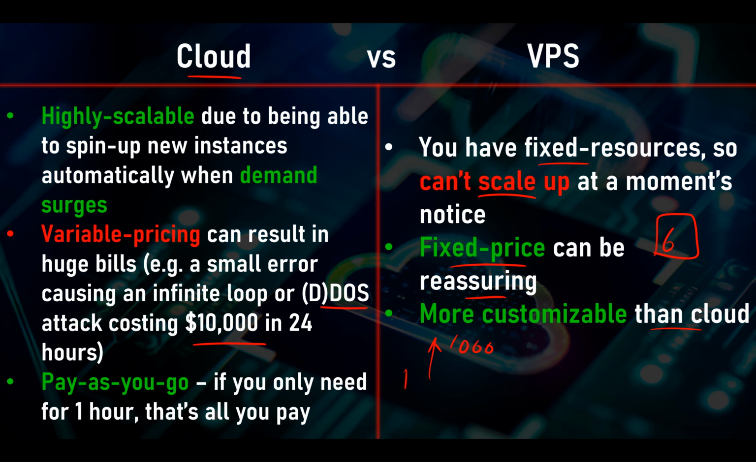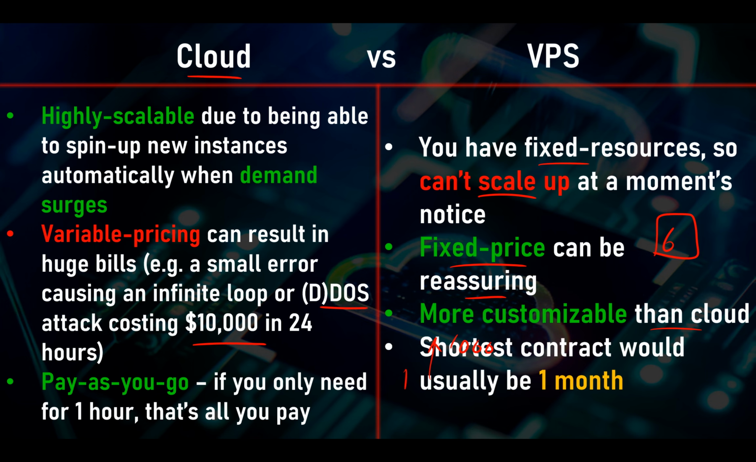For example, with AWS, they're going to abstract away some of the operating system details from you. And I suppose if we look at the contract duration, cloud rates are going to be pay as you go. So if you only need to rent the cloud for 1 hour, that's all you pay. Whereas with something like a VPS, usually the shortest contract is going to be about 1 month.